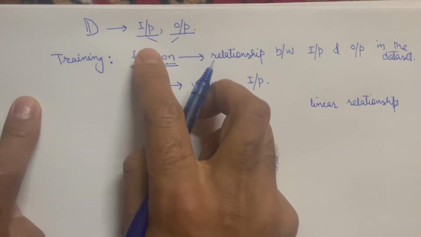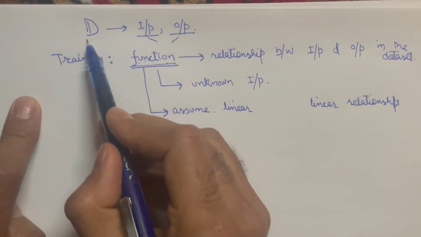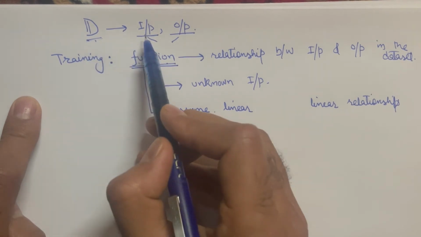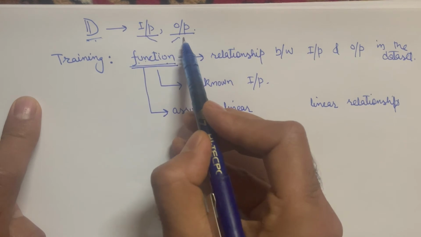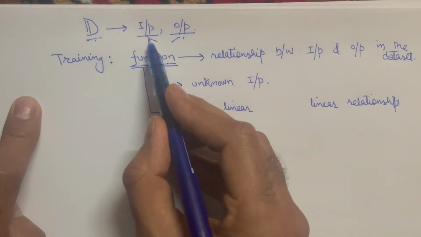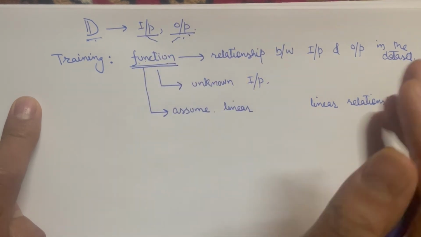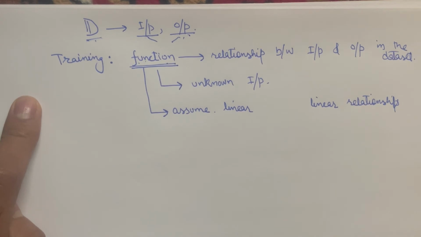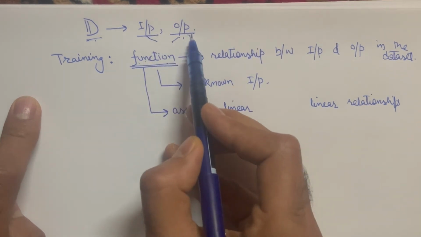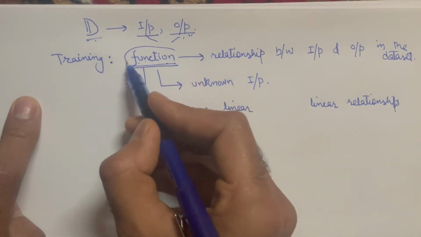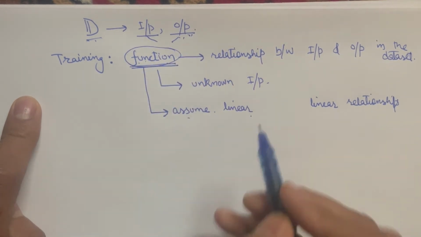What I am saying is that I already have a data set, so I can visually see it, I can plot this input and output. I will see that there is some sort of linear relationship, but I don't know what kind of linear relationship. But yes, I can assume that there is a linear relationship. So that means this function will be a linear function.